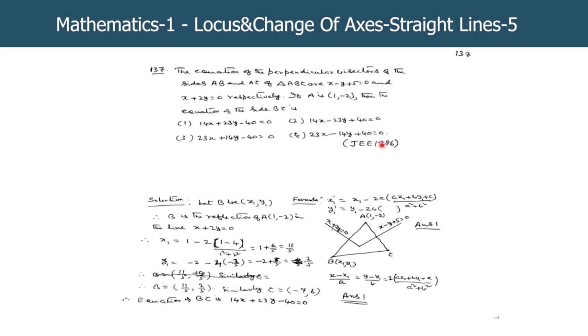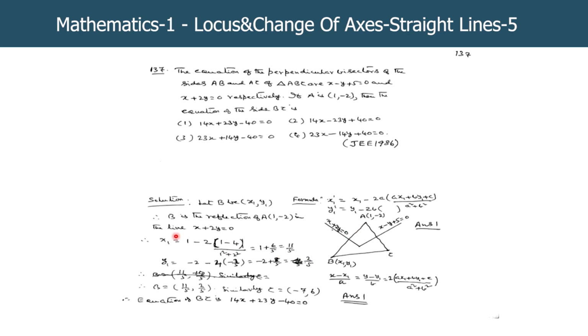So see the figure, and you know that if you take the perpendicular bisector, B is a vertex of triangle ABC. Suppose B is (x1, y1). So this (x1, y1) is nothing but the reflection of A (1, minus 2) through the perpendicular bisector x plus 2y equal to 0.